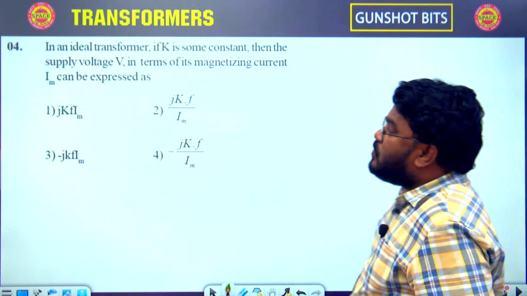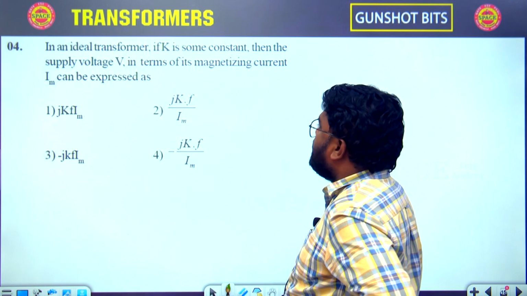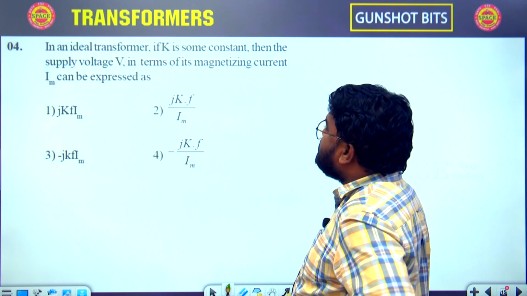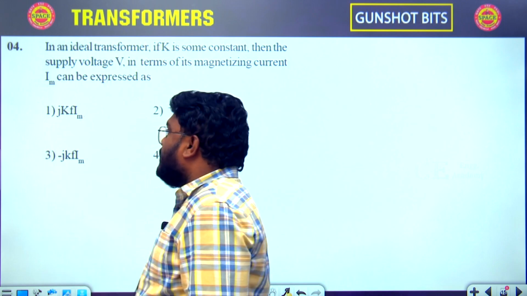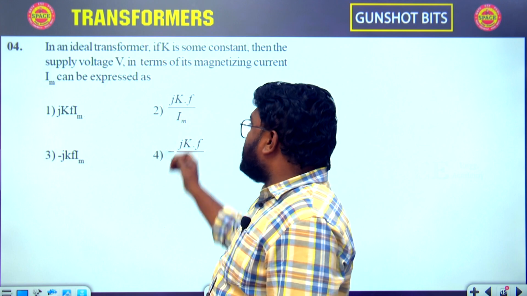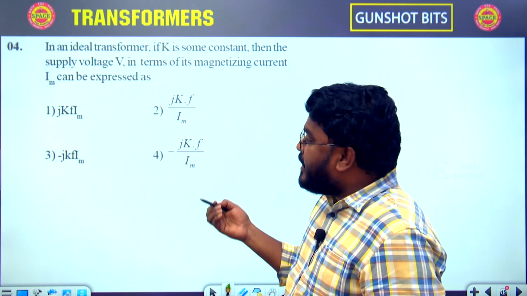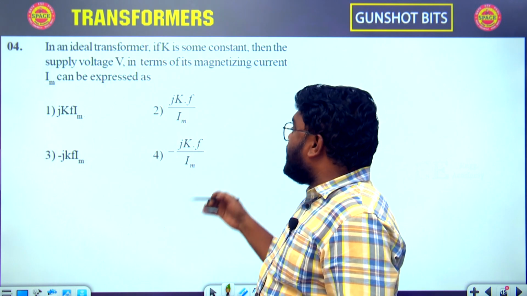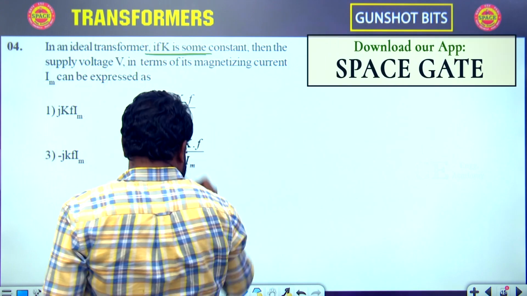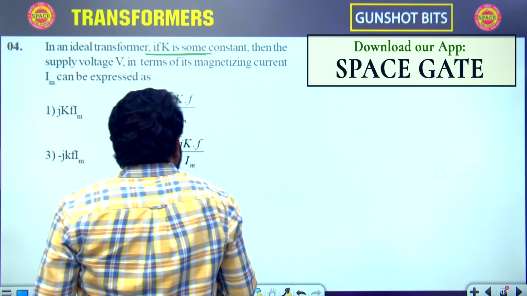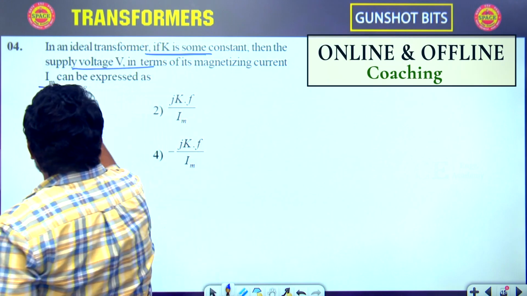And next, let us solve question number 4. In an ideal transformer, if K is some constant, then the supply voltage V in terms of the magnetizing current Im can be expressed as: option 1, jKfIm; option 2, jKf divided by Im; option 3, minus jKfIm; and option 4, minus jKf divided by Im. Here K is some arbitrary constant, not a transformation ratio, V is the supply voltage and the magnetizing current is Im.